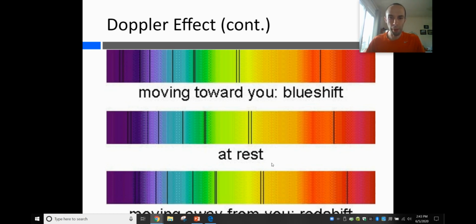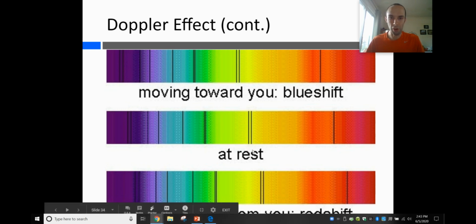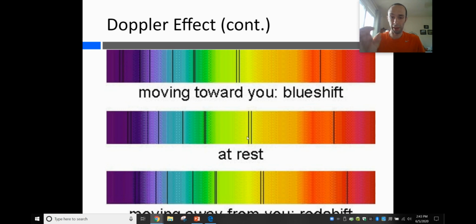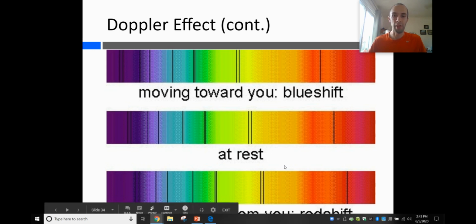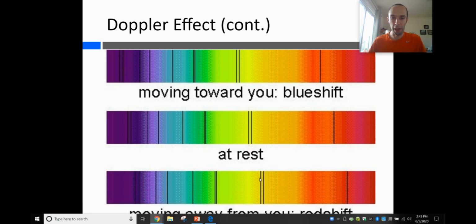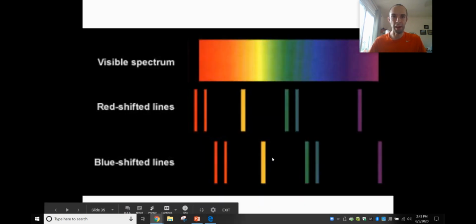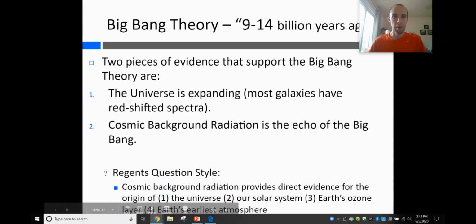Remember, moving away from us, it shifts toward the red, and if it moves toward us, it shifts toward the blue. Now, what Edwin Hubble noticed was the spectral lines, the normal spectral lines of a hydrogen atom at rest, like in his lab, were right here. However, when he looked at the objects in the sky around us, all of these spectral lines were shifted to the right end of the spectrum, or to the red end of the spectrum. So that meant that all these objects were moving away from us. And so from that, he developed this idea that the universe must be expanding, that everything's blowing up away from us, and all objects are moving away from us.